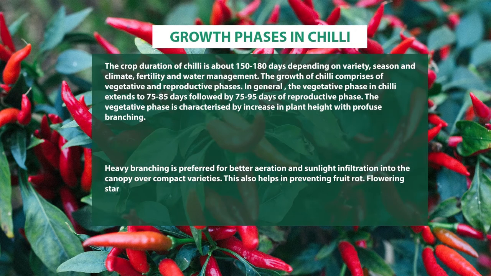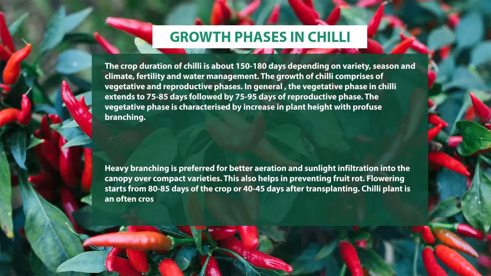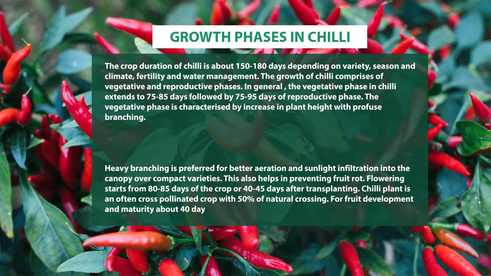Flowering starts from 80 to 85 days of the crop or 40 to 45 days after transplanting. Chilli plant is an often cross-pollinated crop with 50% natural crossing. For fruit development and maturity, about 40 days are required after anthesis and pollination.